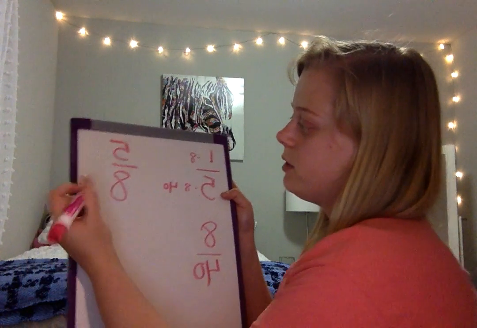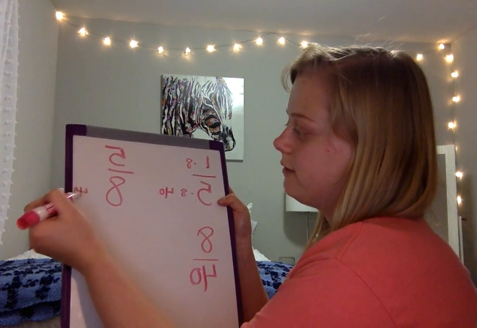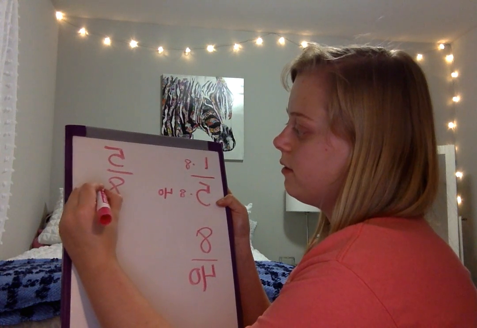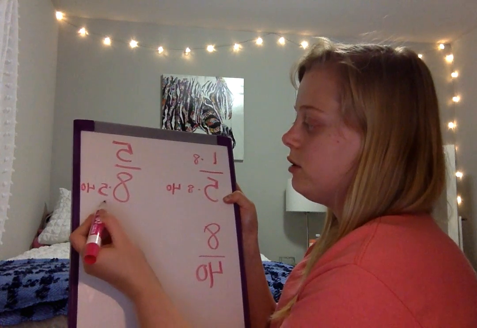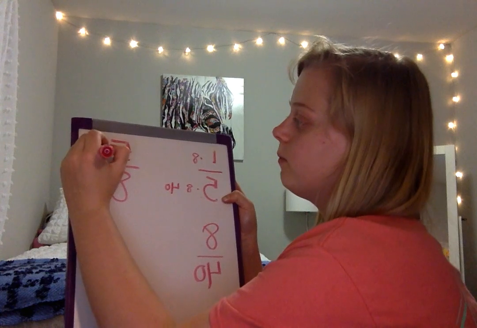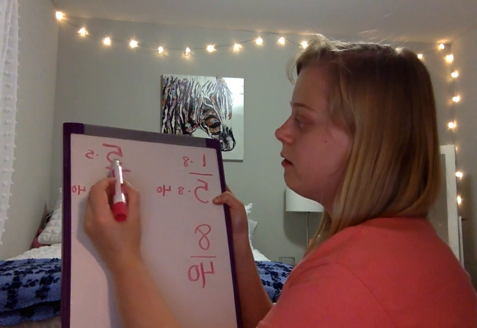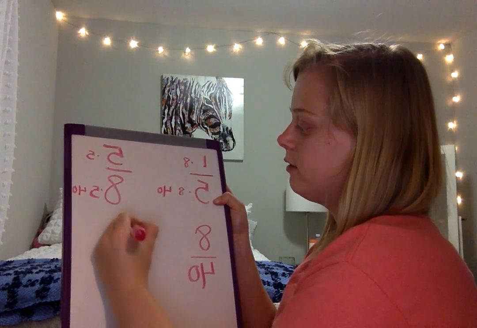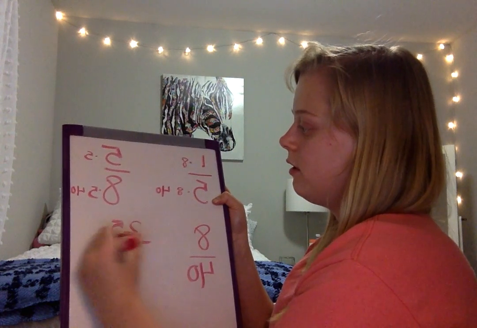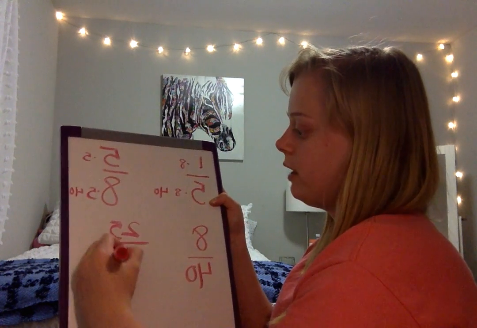And on this side, we do the same thing. 8 times blank gives us 40. Well, that's 5. And once again, what you do to the bottom, you do to the top. 5 times 5 is 25. And 8 times 5 is 40.